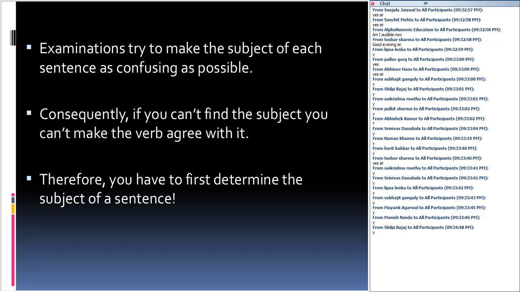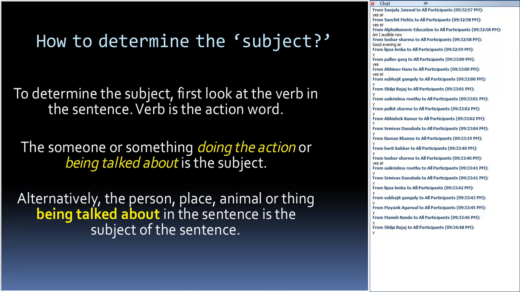So the first thing that you do whenever you see a sentence is determine what the subject of the sentence is. Because if the subject is singular, then you know for sure that the verb you use has to be singular. If the subject is plural, then the verb that you use has to be plural. Now, the question is, how to determine the subject.